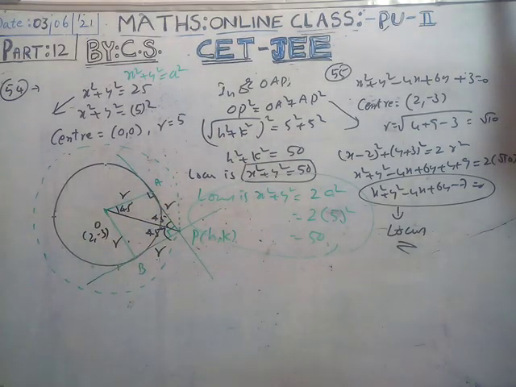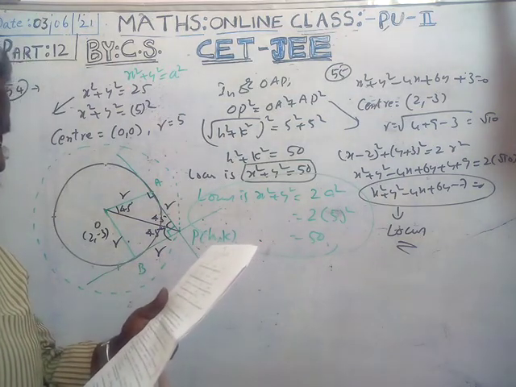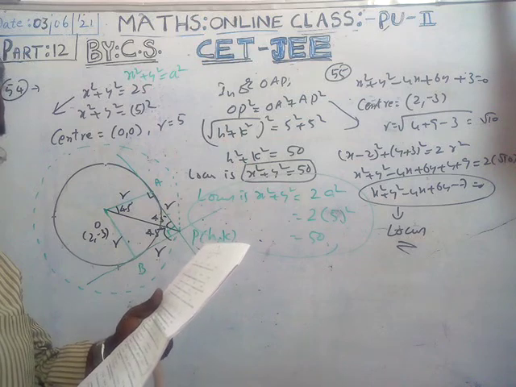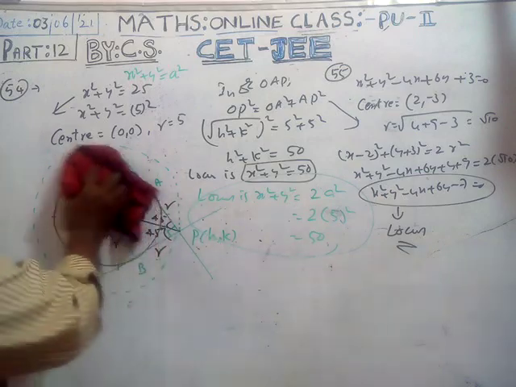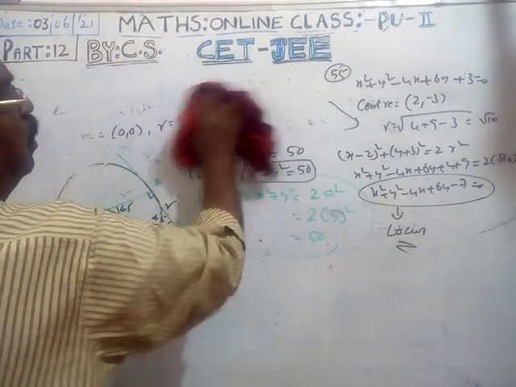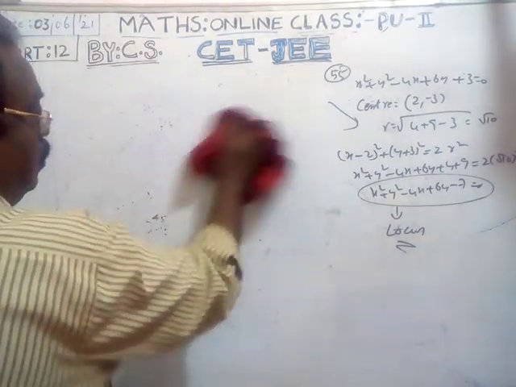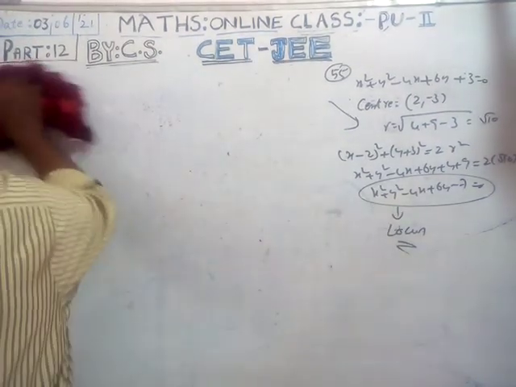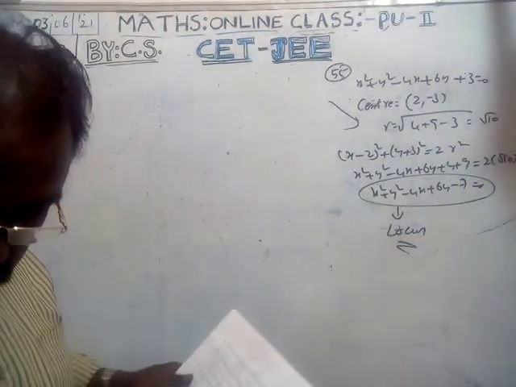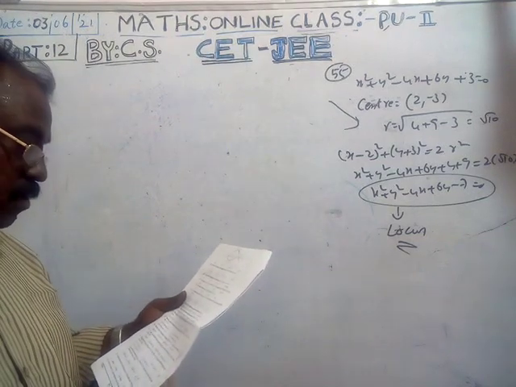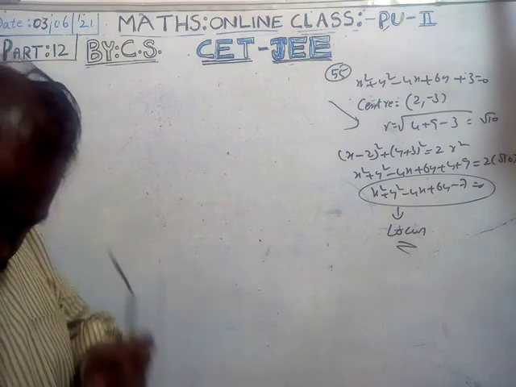Now, the 56th one: the locus of the point of intersection of tangents. Two circles are given. This is a very, very important concept, please observe it well. We are given two circles. One is x square plus y square is equal to 16, and another one is x square plus y square is equal to 25. A very beautiful concept. Observe.